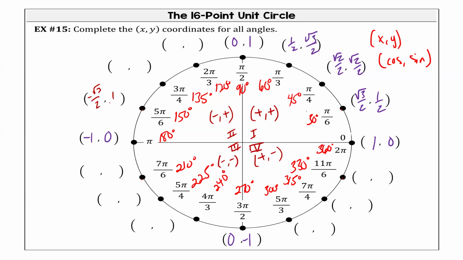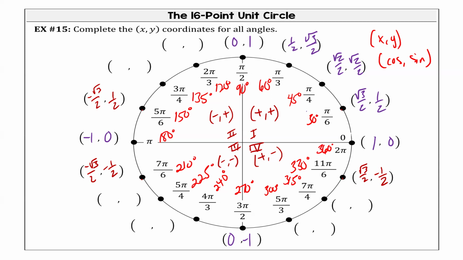I'm listening, Emma. Okay. This one would be negative square root of 3 over 2, negative 1/2. This one will be positive square root of 3 over 2, negative 1/2. Do we see how that worked? That's why it's important for you to know quadrant 1, because if you know quadrant 1, then you know the rest.